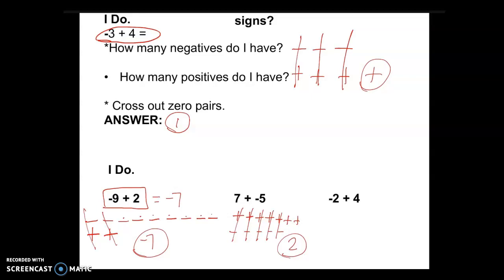-2 plus 4. How many negatives do I have? I have 2. How many positives do I have? 4. Cross out my 0 pairs. I am left with 2 positives. So my answer is +2.